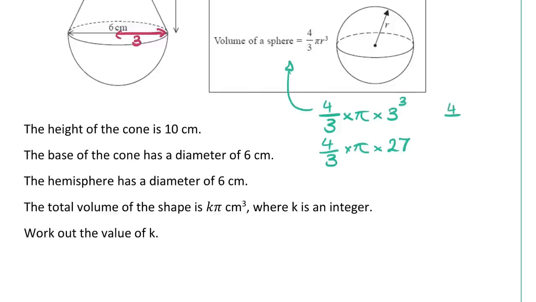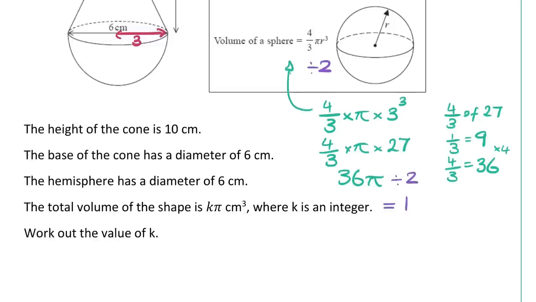So if I work out 4/3 of 27, just to the side, 1/3 is dividing by 3, which is 9. 4/3 is then timesing that by 4, and that is 36. There we go, so that comes out as 36 pi. Now we do have a hemisphere, so not forgetting at this point that we do want to divide this by 2, as it is half of a sphere, a hemisphere, and that comes out then as 18 pi.